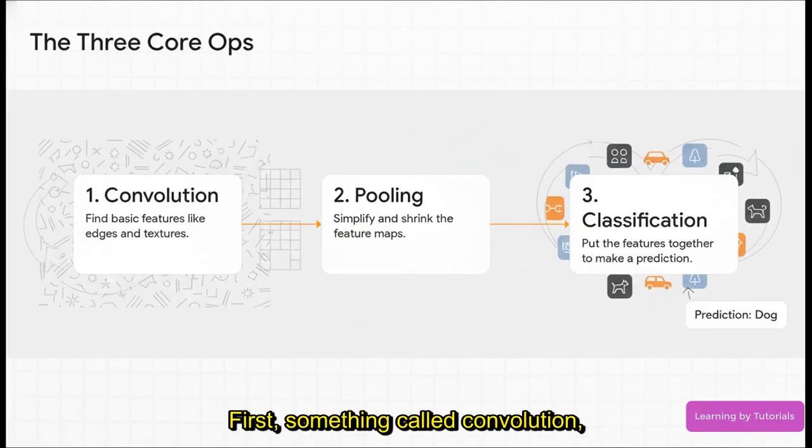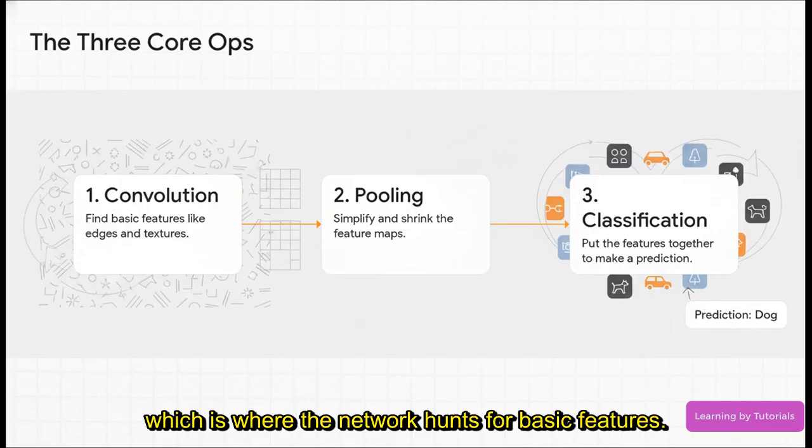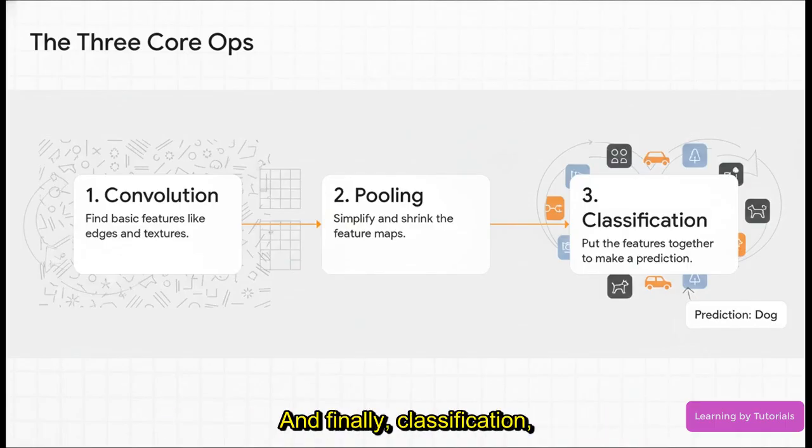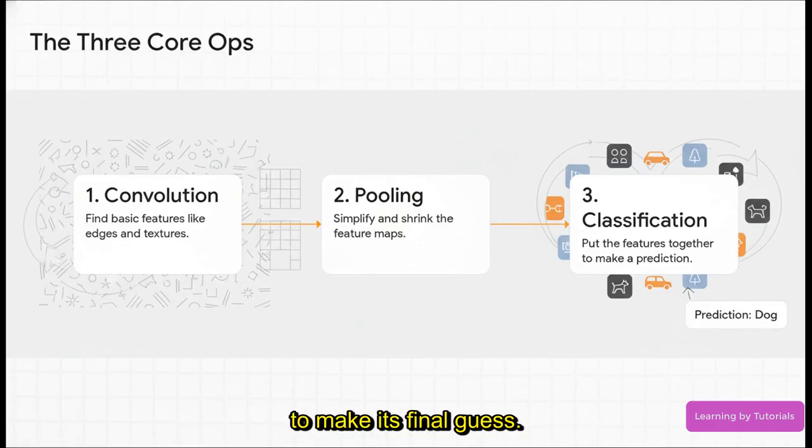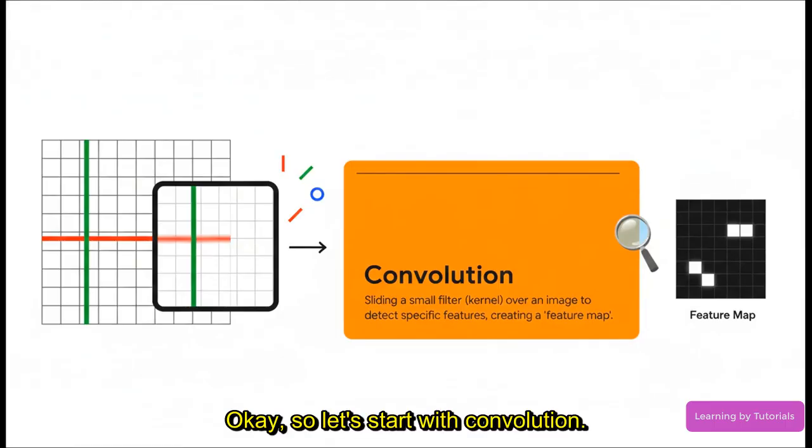It really all comes down to 3 core operations that repeat in a cycle, over and over again. First, something called convolution, which is where the network hunts for basic features. Second is pooling, where it simplifies everything it just found. And finally, classification, where it puts all the puzzle pieces together to make its final guess.